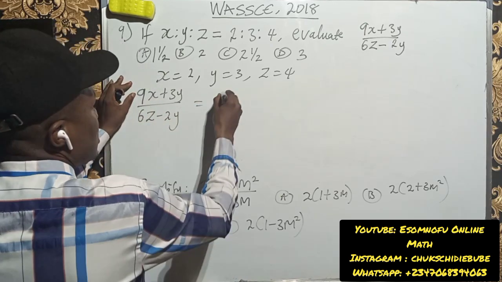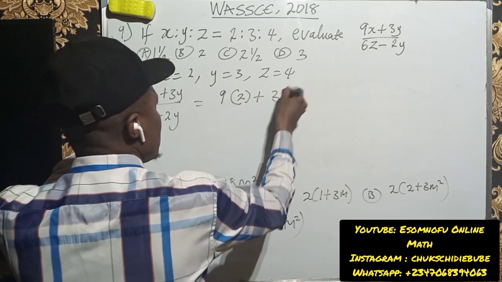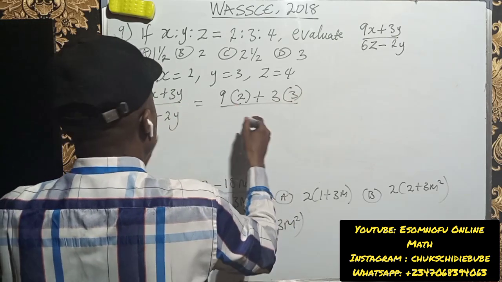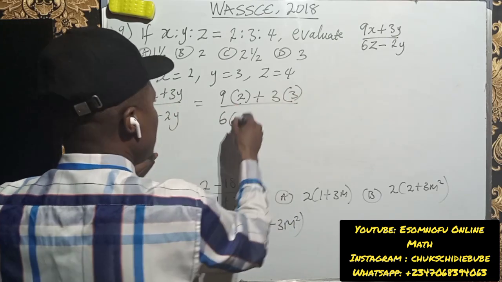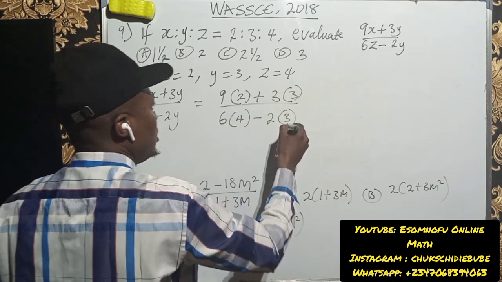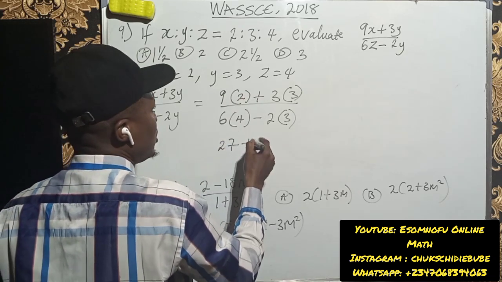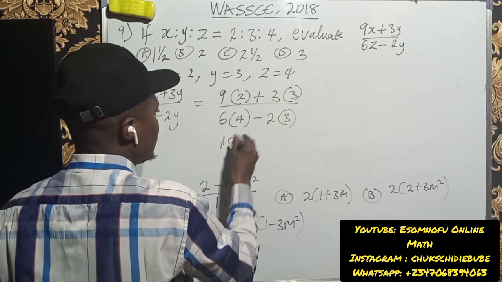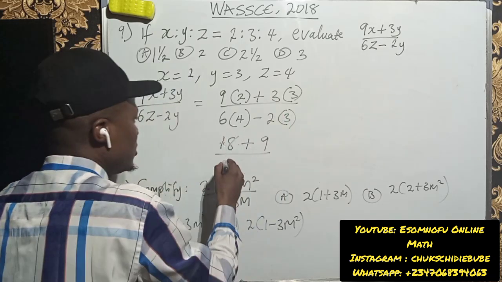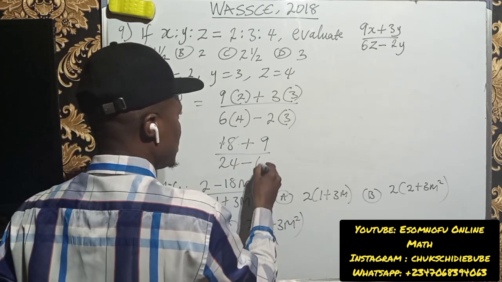Okay, so this is now 9. See my x, I'll put in 2 plus 3 bracket. My y is 3 all over 6z. My z is 4 minus 2y. y is also 3 again. This is the same thing as 9 times 2 is 18 plus 9, all over 6 times 4 is 24 minus 2 times 3, which will give us 6.